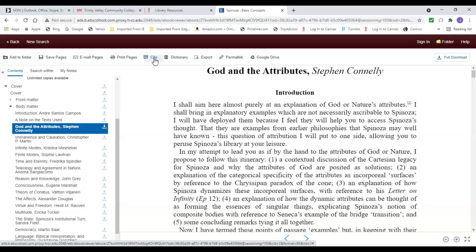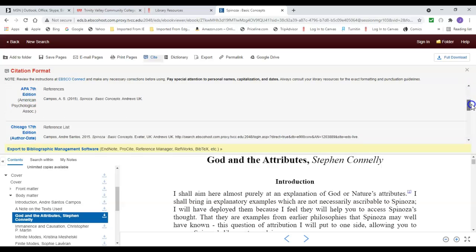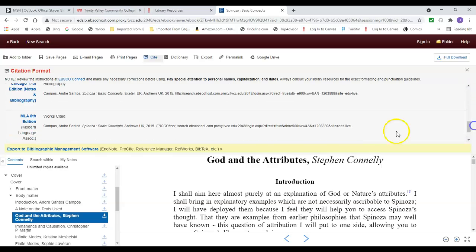Give just a moment as it's going to call this up. And so there's the site for the book. You want it for the MLA. So you just go down here and find the MLA version. And you copy this and paste it. And then what you will put in front of this, and I'll show you how this does.